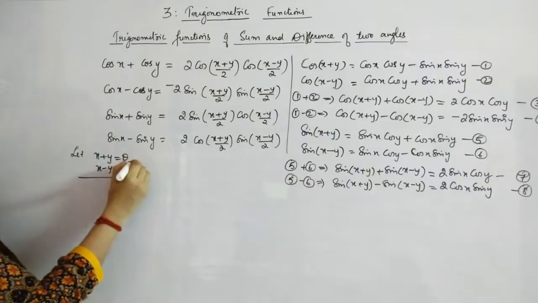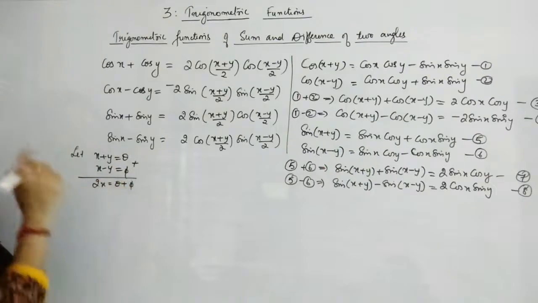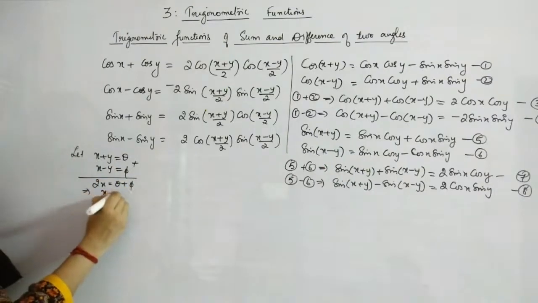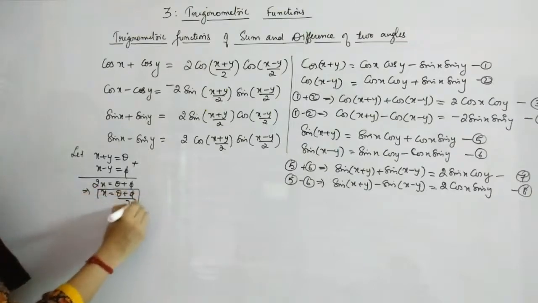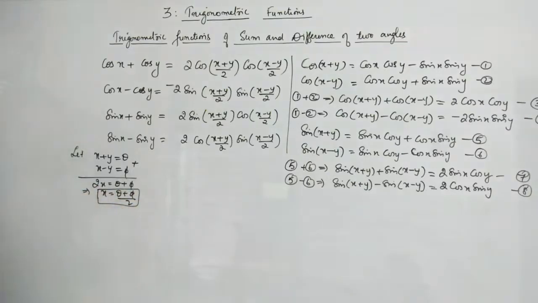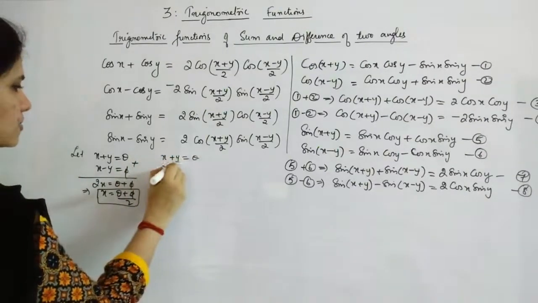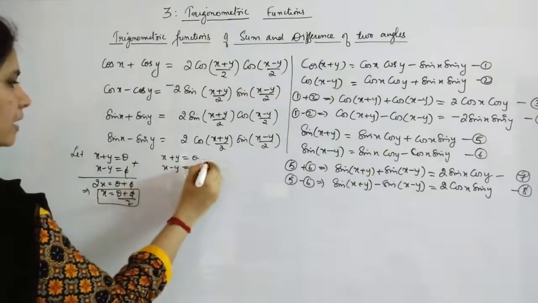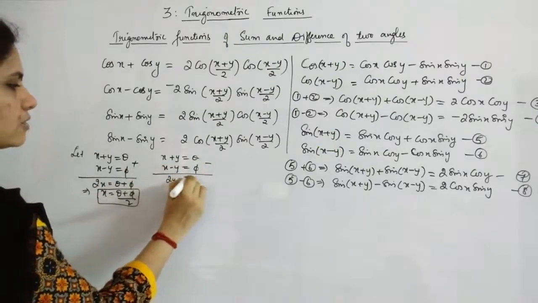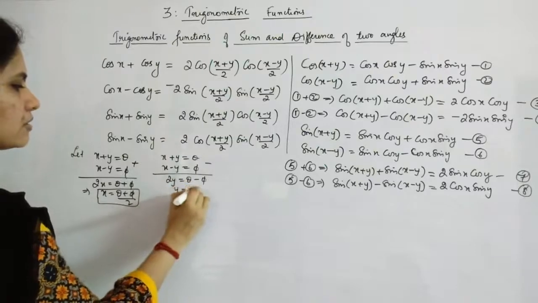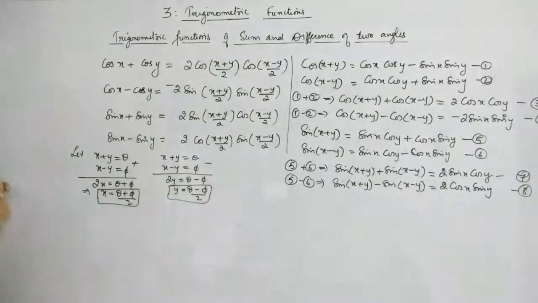If x minus y is equal to phi, then using the elimination method, if I add, I will get 2x is equal to theta plus phi. That gives x is equal to (theta plus phi) by 2. So that is your x in terms of theta and phi. Now if I subtract the two equations, x plus y is equal to theta and x minus y is equal to phi, subtraction gives 2y is equal to theta minus phi, or y is equal to (theta minus phi) by 2. So this is your y in terms of theta and phi.